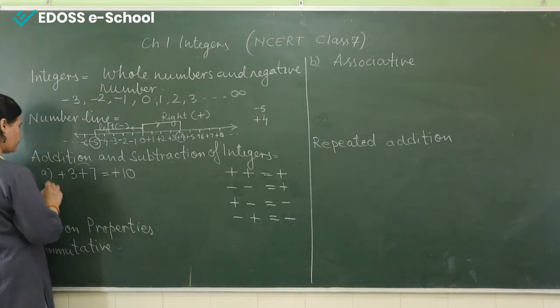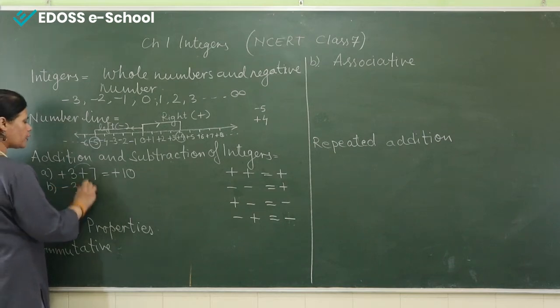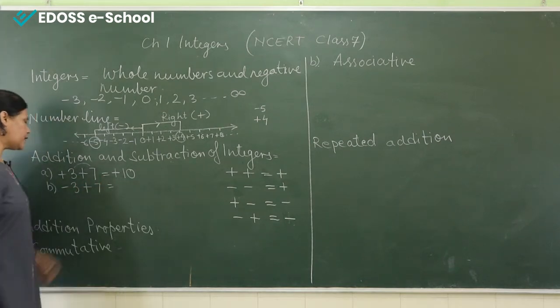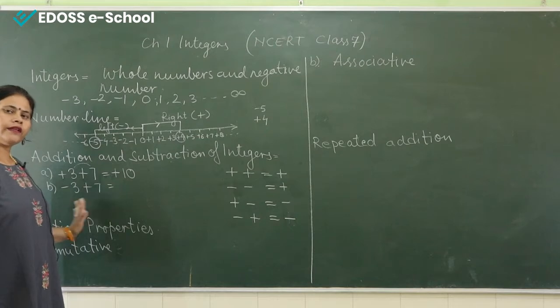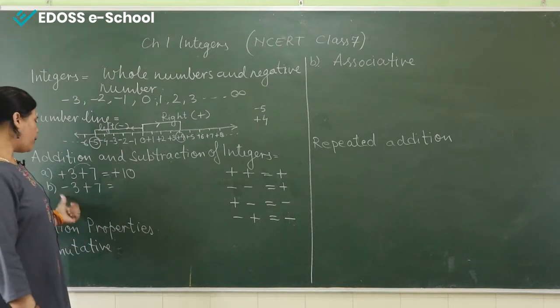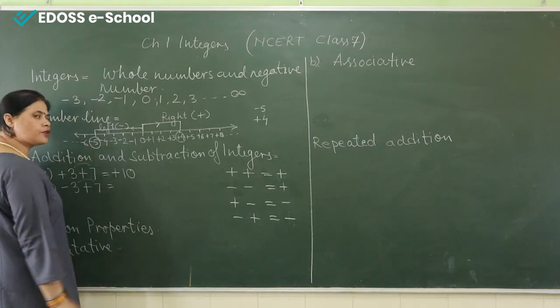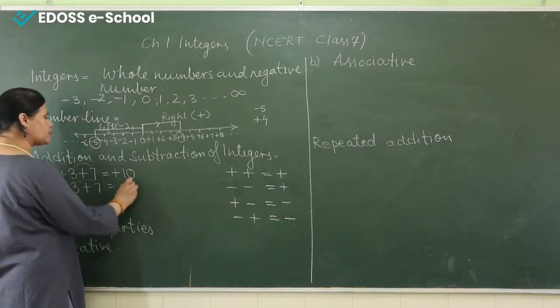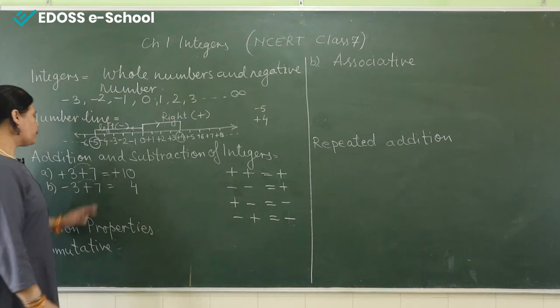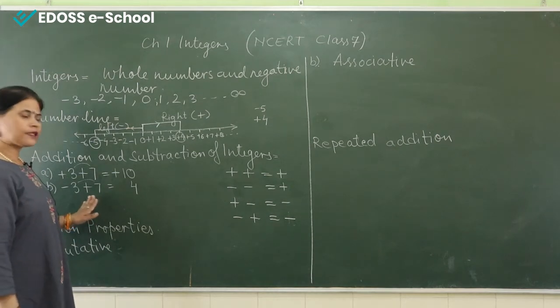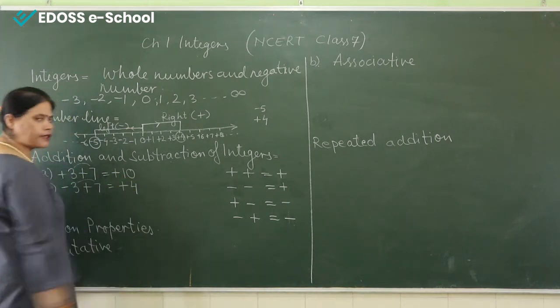Now the second example: minus 3 and plus 7. Here one integer is negative and the second number is positive. So you have to subtract these two numbers. 7 minus 3 is 4, but the greatest number is 7 and it has a positive sign, so you have to write down positive here.